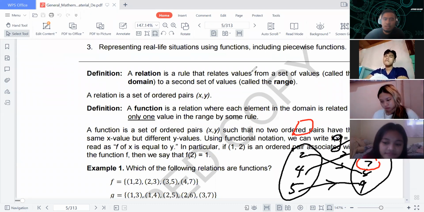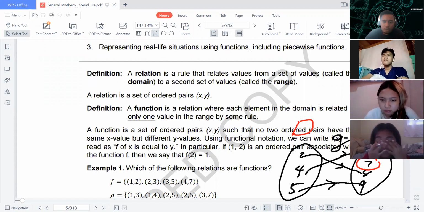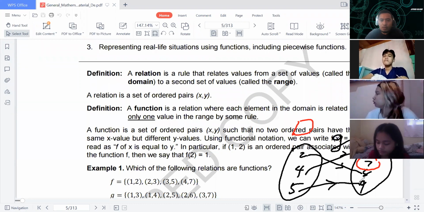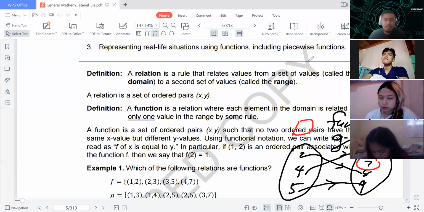Then the assignment of each element of your domain must be unique. The assignment of 2 is only 1. The assignment of 4 is only 1. The assignment of 5 is only 1. In this case, this is an example of a function. Clear? Understood by everyone? I assume it is understood.